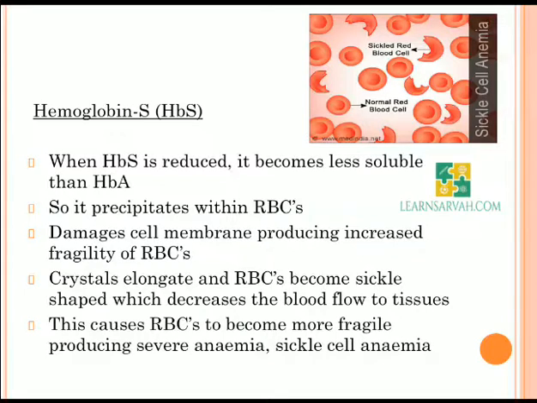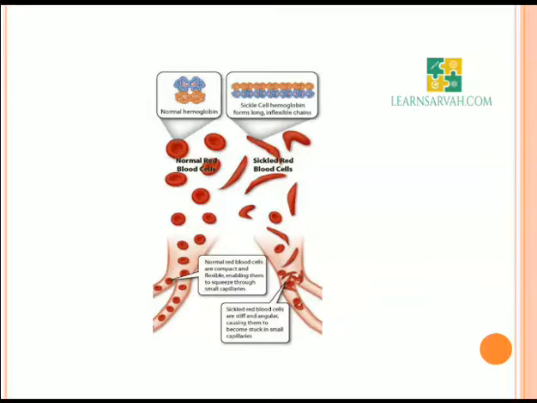From the picture above, you can clearly see the normal red blood cell and sickled RBCs. And here is the picture of the normal hemoglobin and sickle cell hemoglobin. The normal RBCs are compact and flexible, and thus they can be squeezed through capillaries. But the sickled RBCs get stuck in capillaries, thus producing decreased flow of blood to the tissues.